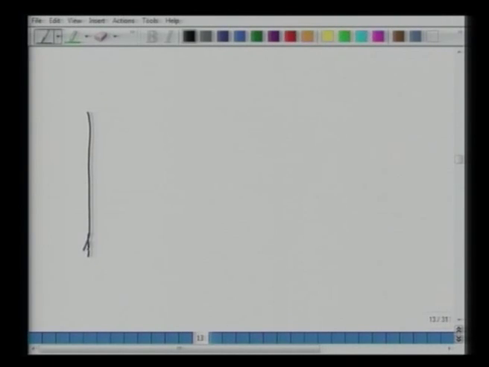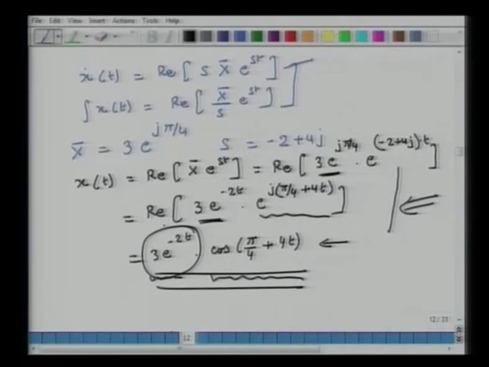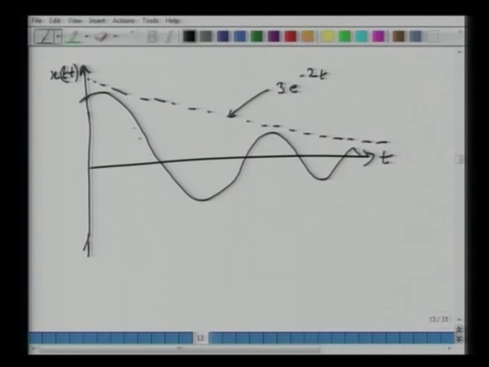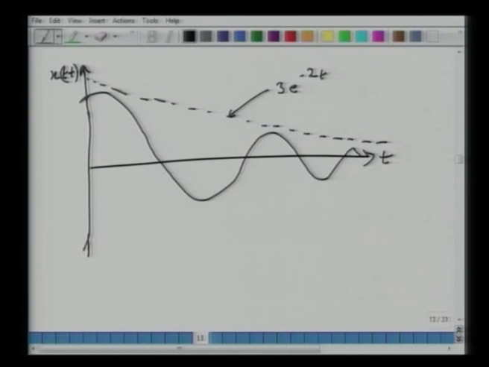I'm plotting x(t) here. This is my time axis, and so I get my plot something like this, and so on and so forth. And the envelope is defined something like this. So this is the envelope, which is a plot of 3e^(-2t), which we got from here. So this is defining the envelope. And the oscillating signal is the actual value of the function over a period of time. It just happens that because of the phase difference here, there is a non-zero phase value, which is pi over 4. So at t equals 0, this point is not touching the envelope.